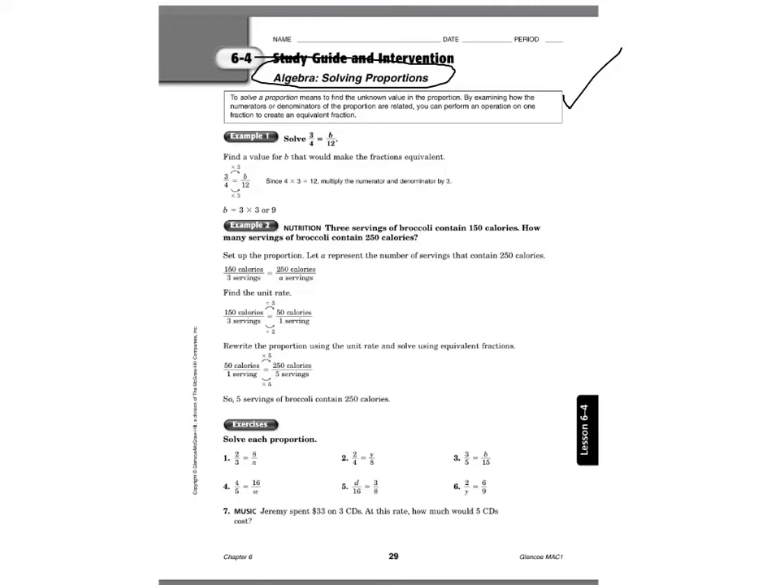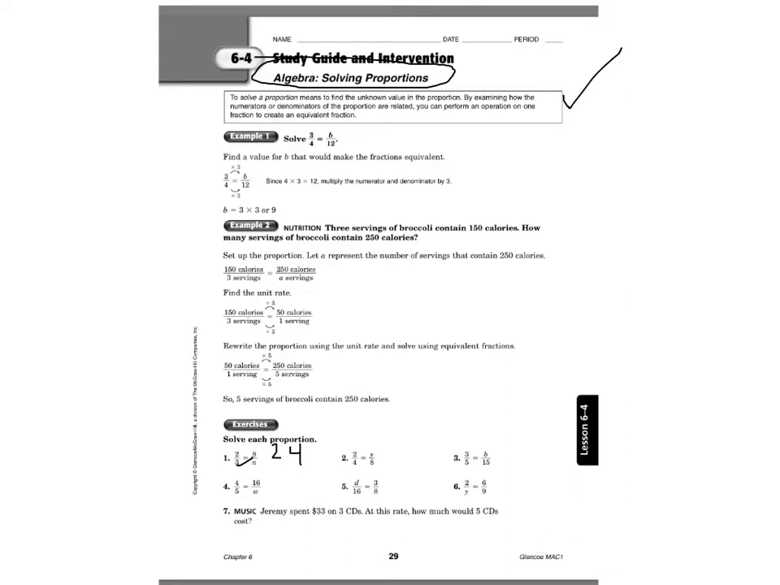Okay. It looks just like a fraction, but it says solve each proportion. That means that each one is a ratio. And the way you do it is first you cross multiply. It's very familiar to us. 3 times 8 is 24.